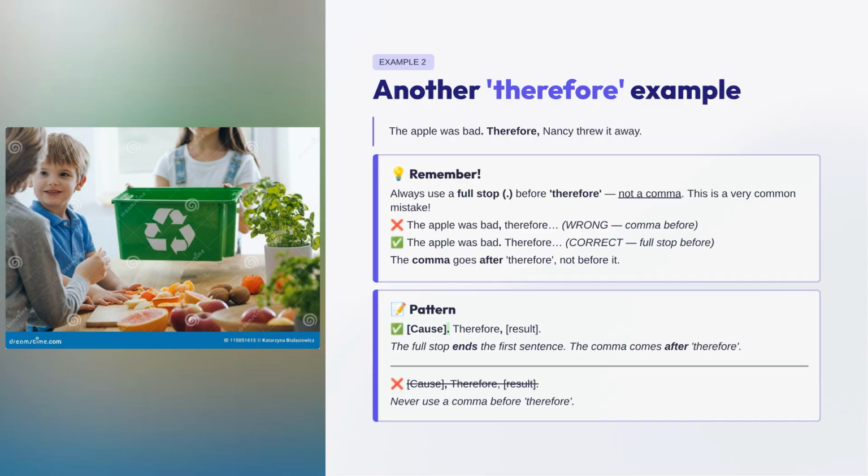It is wrong to use a comma before therefore, as in, the apple was bad, therefore. It is correct to use a full stop before therefore, as in, the apple was bad. Therefore. Always remember, the comma goes right after therefore, never before it. Looking at the pattern, we write cause followed by a full stop. Then we write therefore followed by a comma and the result. The full stop ends the first sentence, and the comma comes after therefore. Never use a comma before therefore.